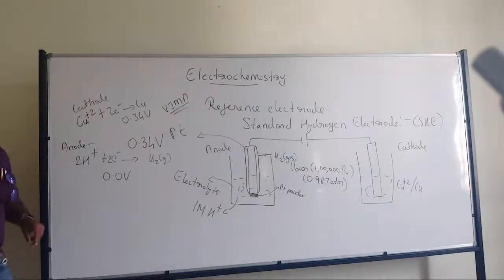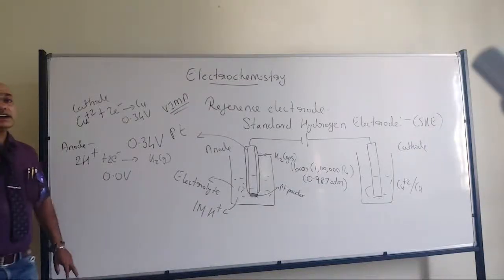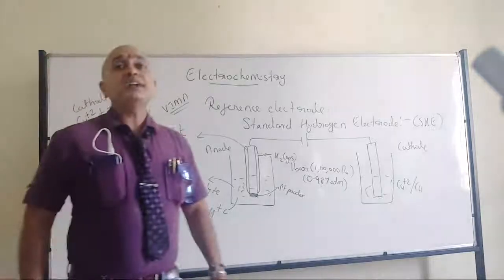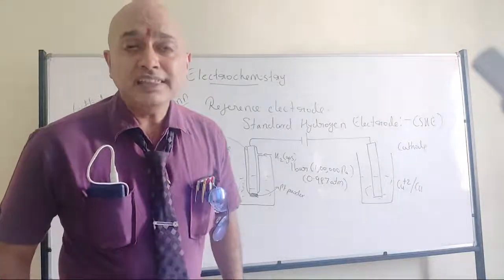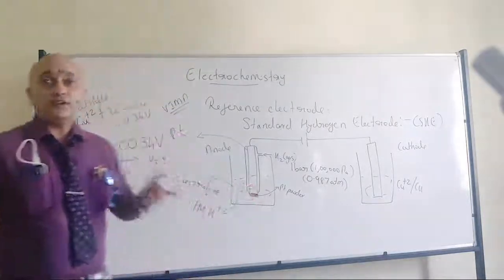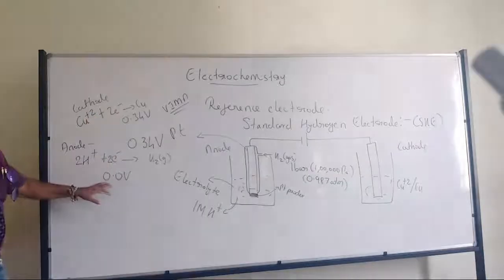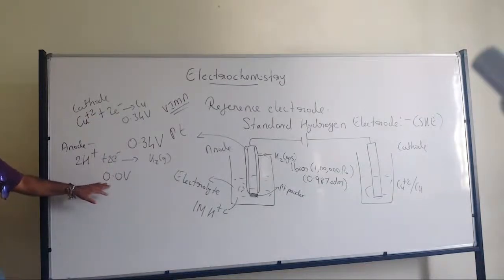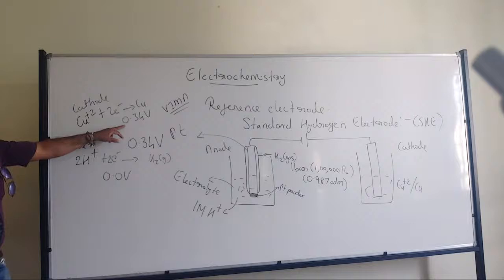One more question was there. What is the reduction potential value for standard hydrogen electrode? Then the answer is 0 volt. That's all. You will get 1 mark. So that's why it will be taken as 0 volt. And the value was 0.34 volt.